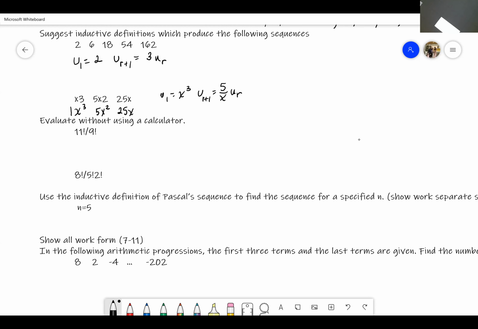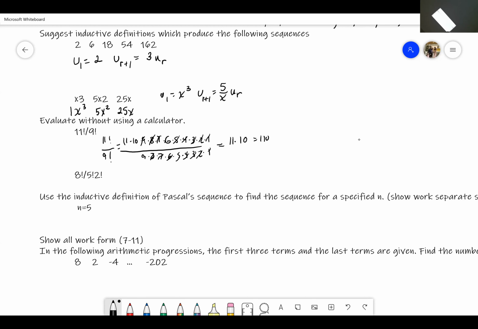All right. So if you were to do this without a calculator, what you would have is 11 factorial divided by 9 factorial. Well, that's 11 times 10 times 9 times 8 times 7 times 6 times 5 times 4 times 3 times 2 times 1, all divided by 9 times 8 times 7 times 6 times 5 times 4 times 3 times 2 times 1, which equals 11 times 10, which is 110. And the reason it does is because all these cancel out. Good. Make sense?